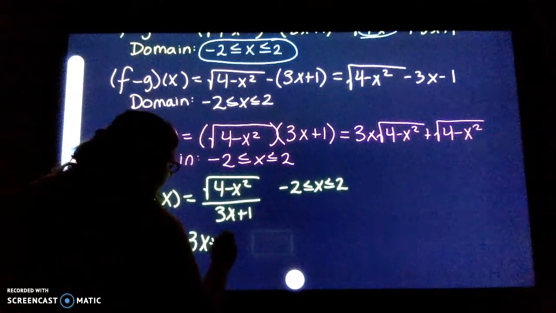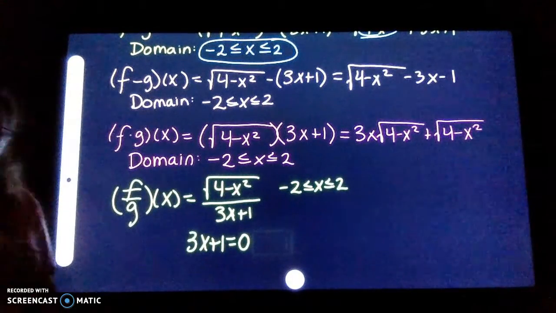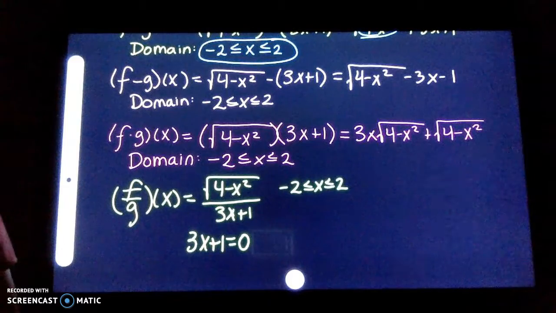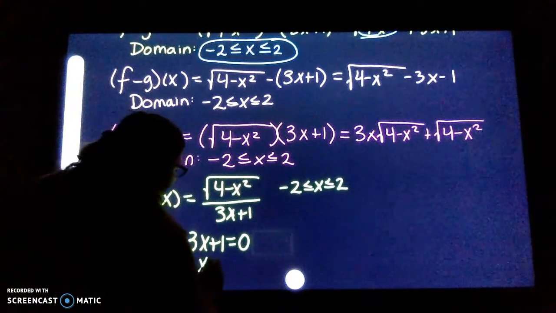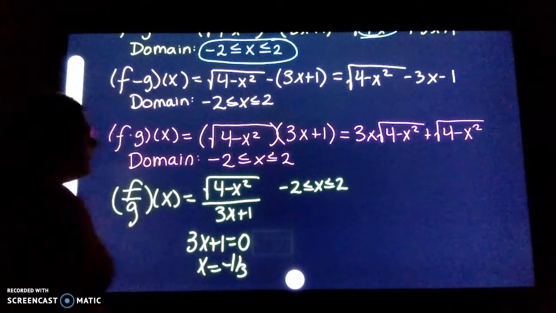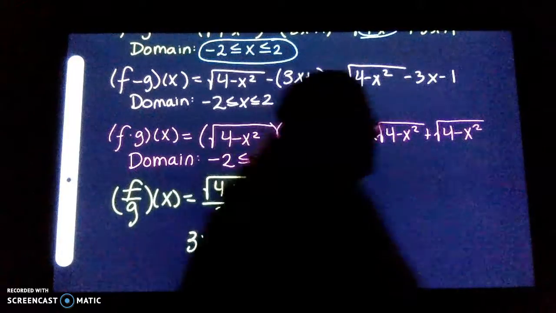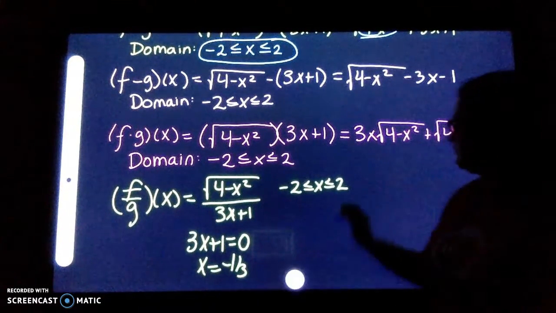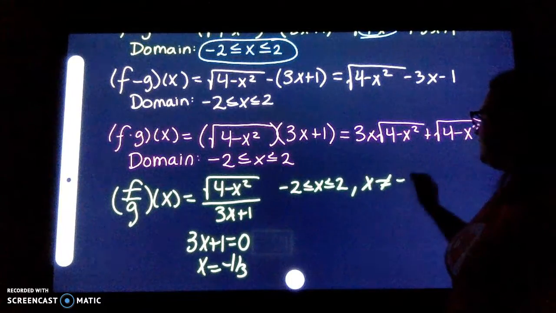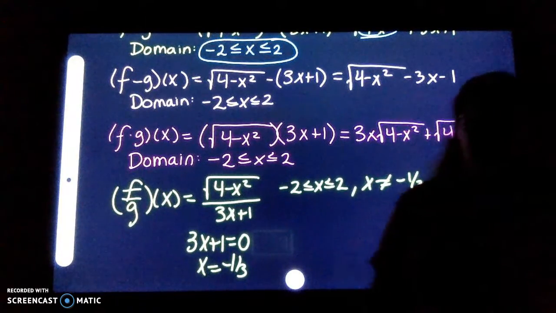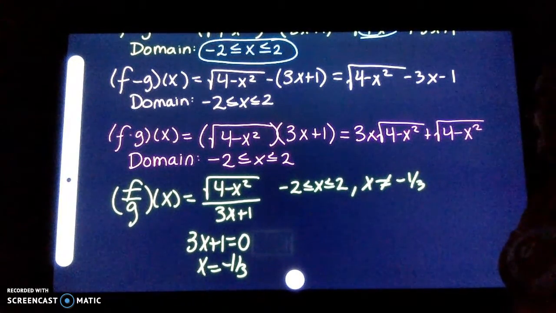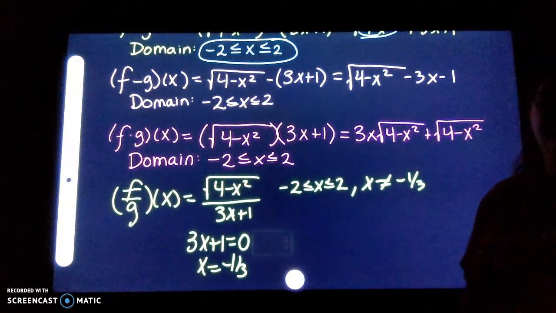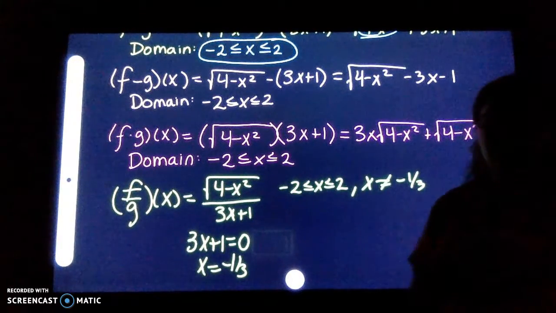So if it does, I would get an undefined function, which means it could not possibly be a part of my domain for that x value. So I need to solve for that x, and when I do, I get negative 1/3. So my domain still runs from negative 2 to positive 2, but I now need to exclude negative 1/3 because that can't possibly be plugged into my function. I know I had to exclude it because it exists between negative 2 and positive 2. It is closer to 0 than negative 2 is.